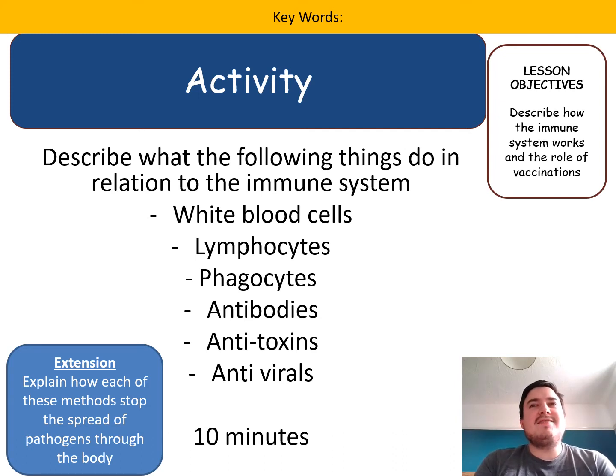Now, the main parts of this you need to know about are the names of those two white blood cells, the lymphocytes and the phagocytes, but all these words are important for you to be able to talk about and where they come from. So I'm going to give you 10 minutes to go spend some time researching and finding out what these are and what they do for me, please. So the white blood cells, lymphocytes, phagocytes, antibodies and antitoxins, please. If you finish those within 10 minutes, please explain how they stop the spread of pathogens inside the body as well, not just what they are. Off you go, pause the video.